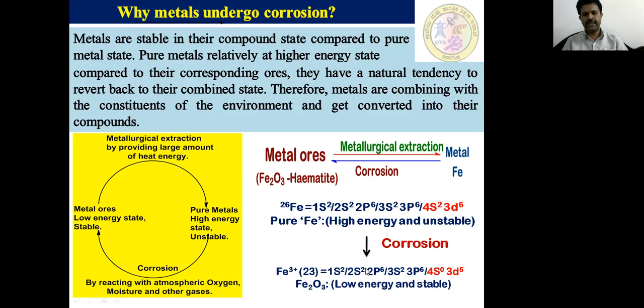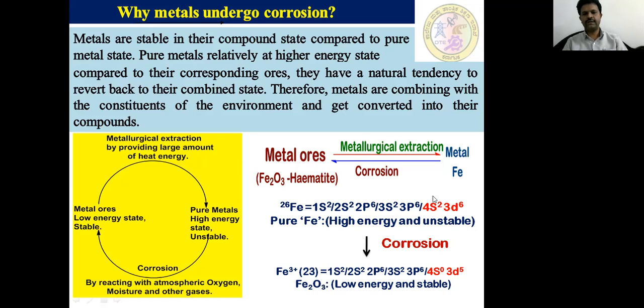Finally, you can see it comes to the iron 3+ state, the ferric state, after converting iron to the respective ferric oxide, hydrated ferric oxide, or rust. In that compound, iron is in the +3 oxidation state, which means it contains 23 electrons. If we write the electronic configuration for this, we get 4s0 3d5 in the outermost orbital. It is the most stable electronic configuration.